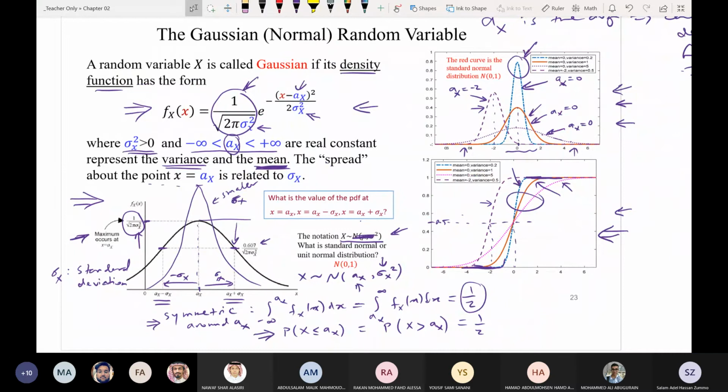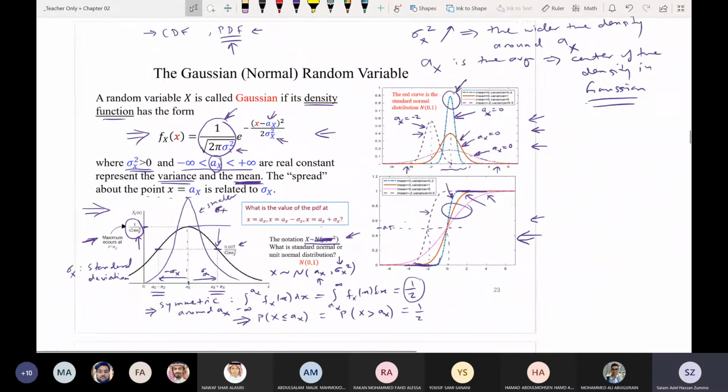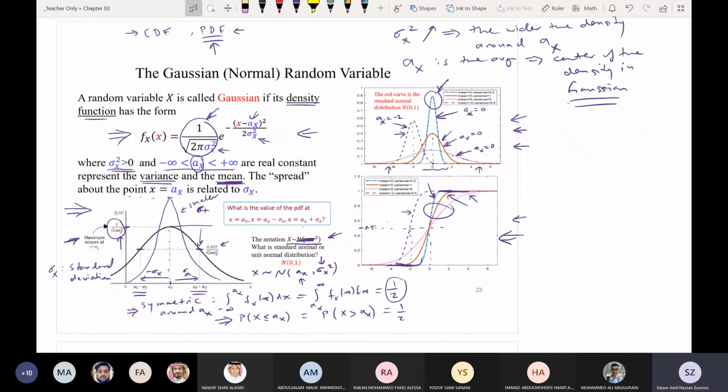The area under any normal curve is 1. Any other questions about the details of the distribution? What does every parameter mean?